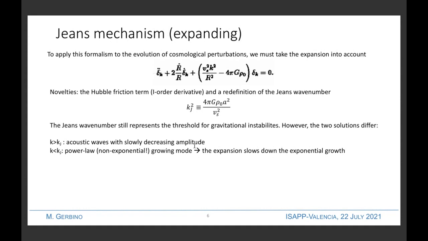However, quantitatively the situation is different because when we have acoustic waves due to the expansion of the universe, the amplitude of these acoustic waves is slowly decreasing. But once we enter into the regime of domination of gravitational collapse, we don't have an exponential growth anymore as we had in absence of expansion. The expansion is inhibiting the growth of perturbations in such a way that the growing mode in this case is not exponential anymore, but instead follows a power law evolution. So the expansion is basically slowing down the growth of this perturbation with respect to the case of no expansion at all.